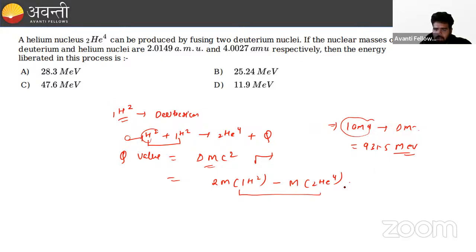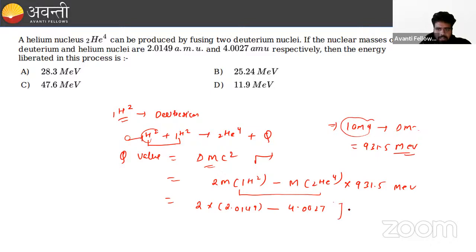What is the binding energy or Q value corresponding to this amount of mass? That is equal to 931.5 mega electron volts. If we put the value of the mass of the nucleus of deuterium here, we can say 2 into 2.0149. And what is the value of the mass of the helium nuclei? This can be written as 4.0027.